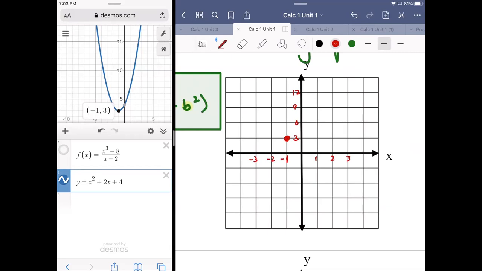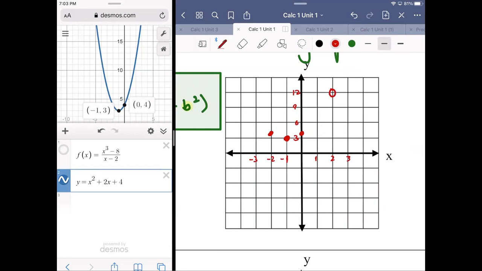Then I got a y-intercept here at 0, 4. I'll just ballpark that. I know it's symmetric, so I'll ballpark that one. And I know 2 1/2 is going to give me an open circle. So I'll put an open circle here. That's the only open circle.